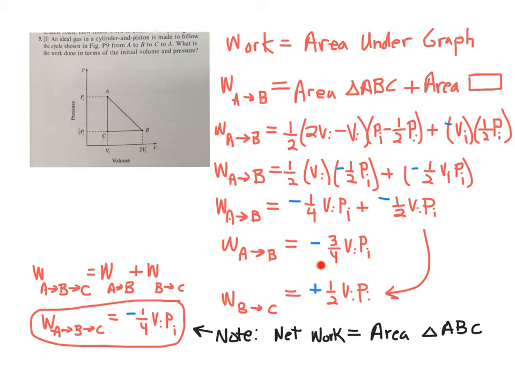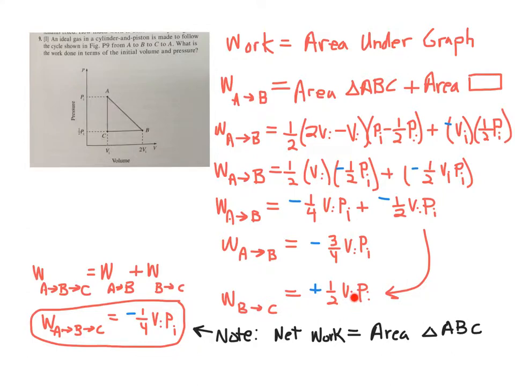This is all overkill in this case because really the shortcut is, if we take the work done from B to C, process B to C alone. So that technically would be the work done from A to B. If they asked you for the work done solely from A to B, that would be the answer, negative 3/4 v sub I p sub I. And from B back to C, the gas is being compressed, so you just find the area of that rectangle, which I already did. In this case, it would be positive 1/2 v sub I p sub I.